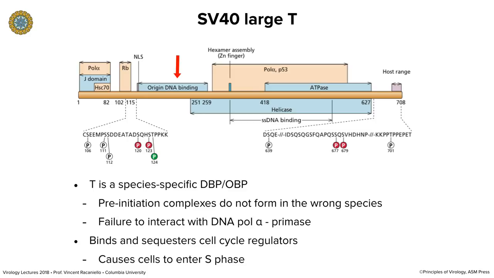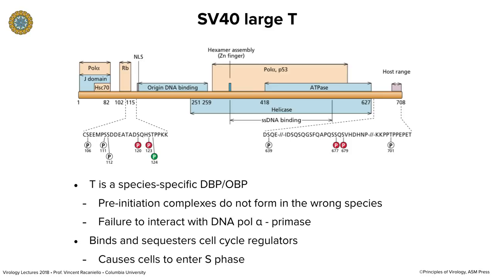We have ATPase regions, so some of the reactions mediated by T, like unwinding of DNA, require energy, and that requires an ATPase domain. We have a helicase domain because this protein also unwinds DNA. We have part of the protein that interacts with a polymerase, Pol alpha. That's the primase that's first brought in to the origin to make RNA primers and then short DNA. So that interacts with large T. So that's how the primase is brought in, by protein-protein interaction.